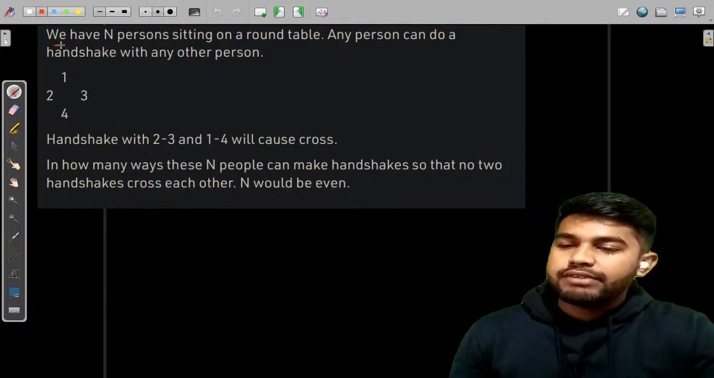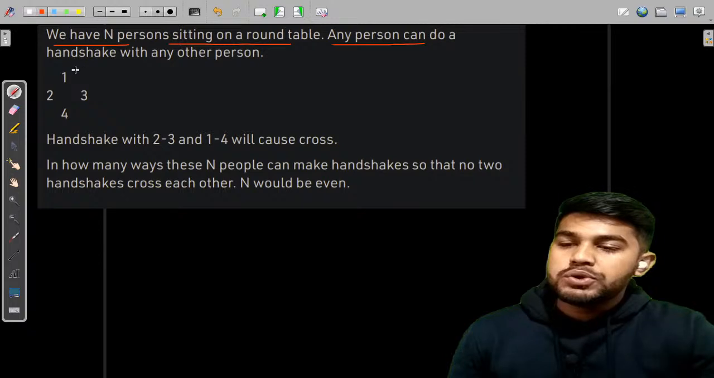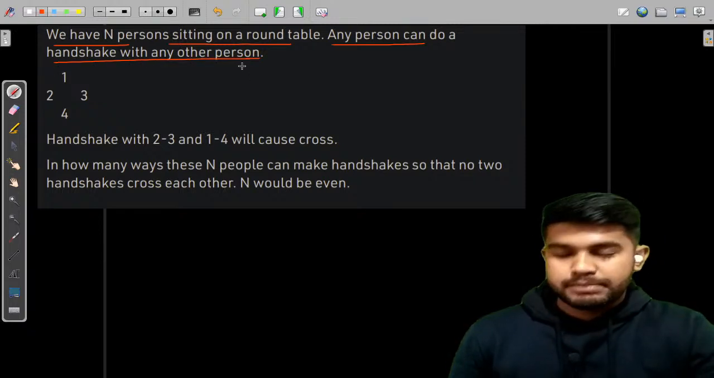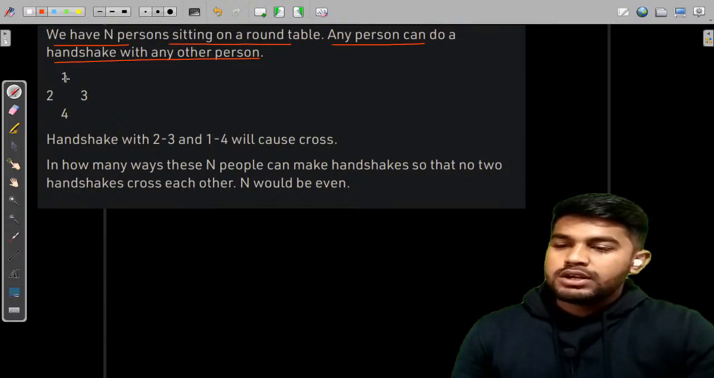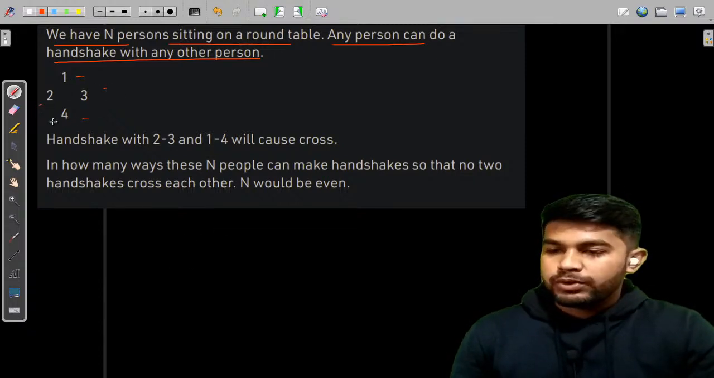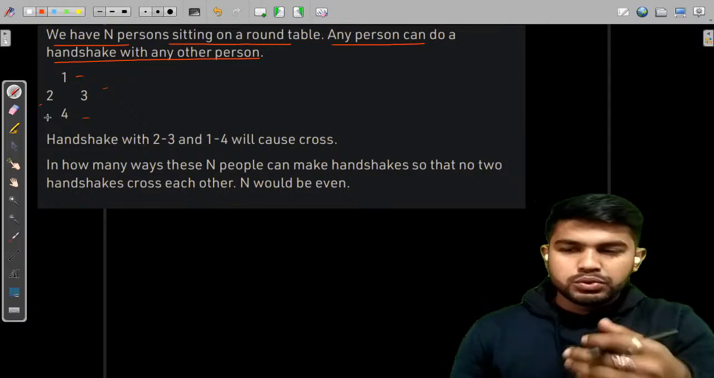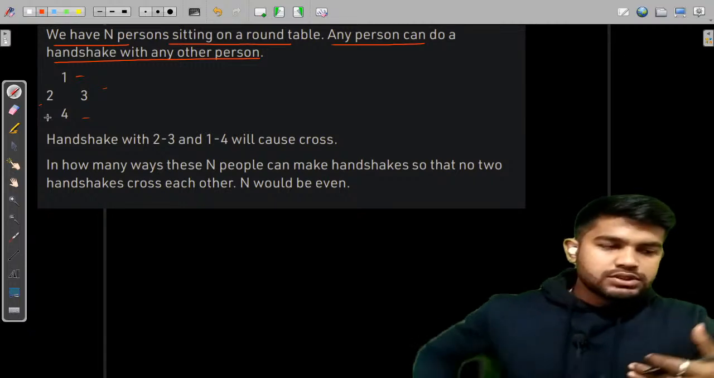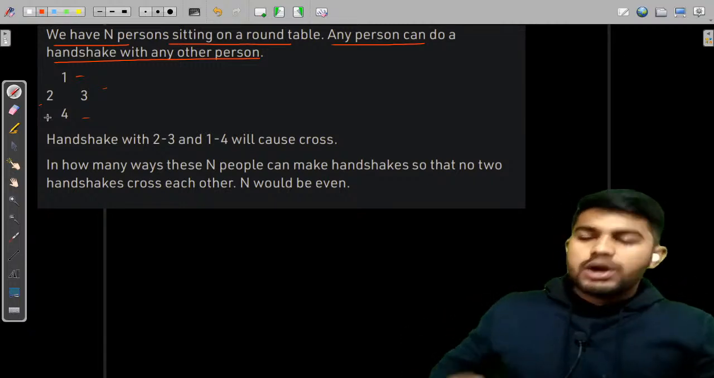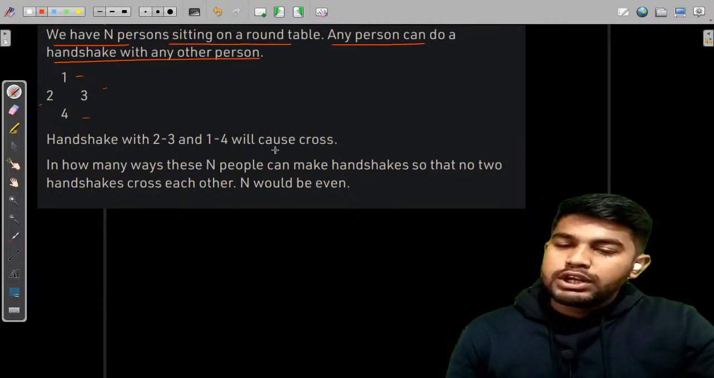So we have n persons sitting on a round table. A person can do a handshake with any other person. Suppose there are 4 people standing there: 1, 2, 3 and 4. Suppose 1 is doing the handshake with 2, 1 with 4, 1 with 3. Of course, he can't do a handshake with himself. The handshake with 3 and 4 will cause a cross.